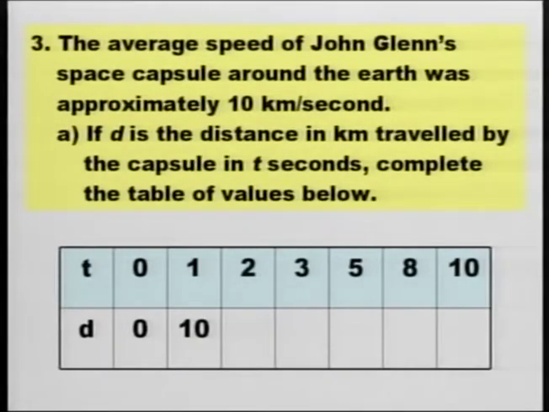When T is 2, D is equal to 20 kilometers. When T is 3, D is equal to 30 kilometers. When T is 5, D is equal to 50 kilometers. And when T is 8, D is equal to 80 kilometers. And when T is 10, D is equal to 100 kilometers, okay?